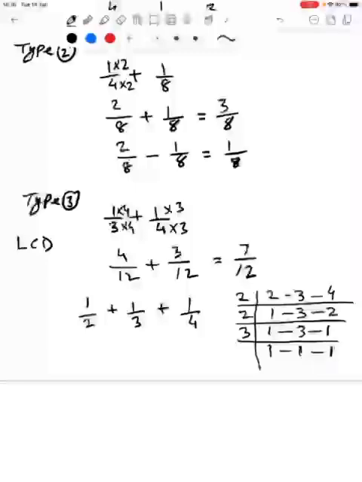And then you multiply all these numbers, the outside numbers. 1 times 3 is 3, 3 times 2 is 6, 6 times 2 is 12. So we want to change this bottom number to 12.